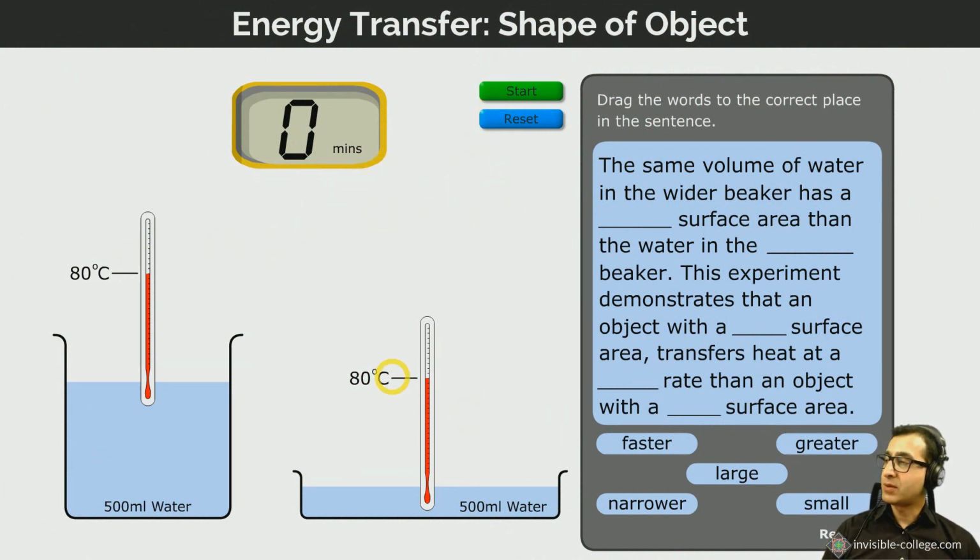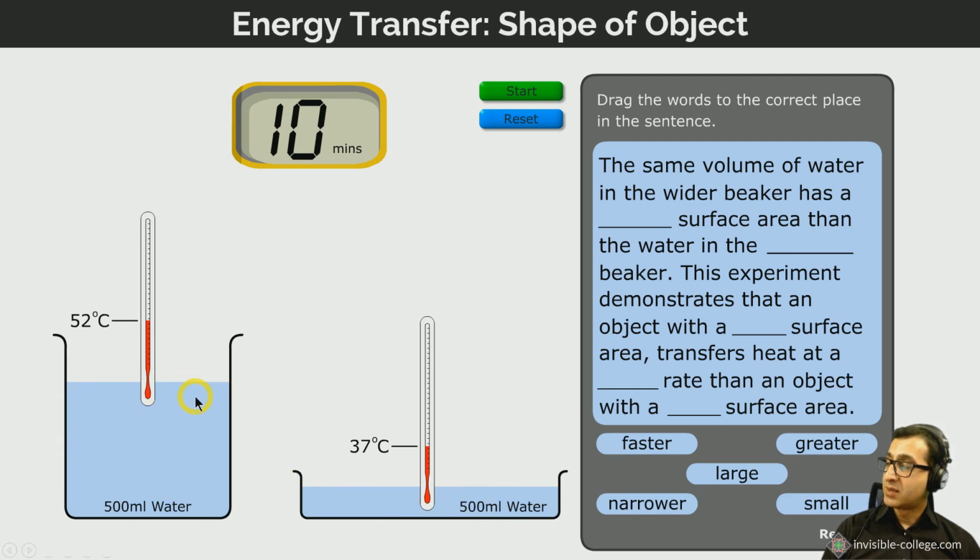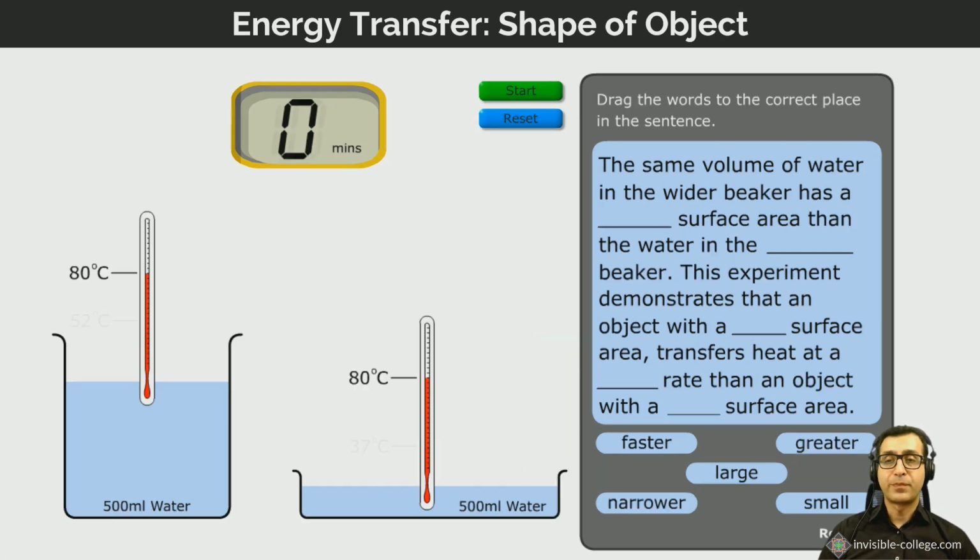Yes, correct. So if we have a look at the experiment, we see again the shallower container with the larger surface area is going to cool more rapidly than the same volume of water in a container which has a lower surface area to volume ratio. Now that's the reason for this. It's because of the surface area to volume ratio. The volume is the same, but this container has a greater surface area through which heat can be lost to the surroundings. Great, well done.